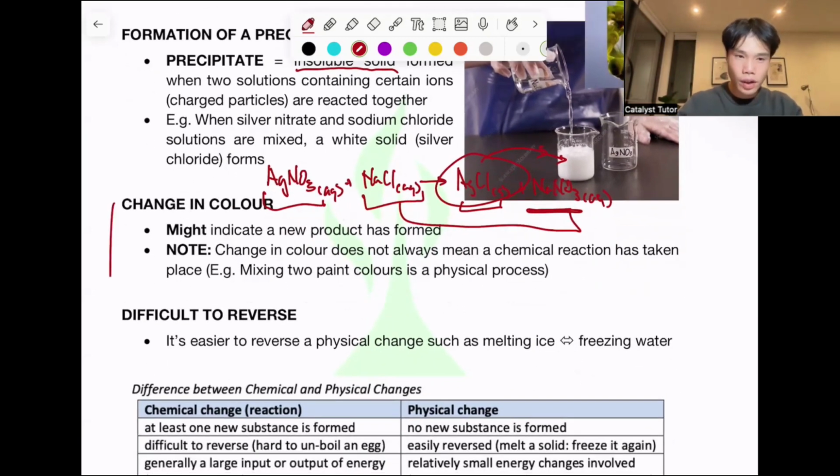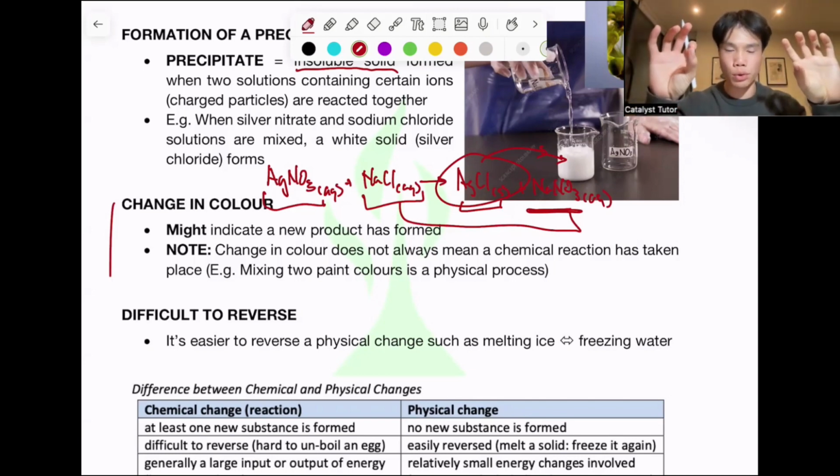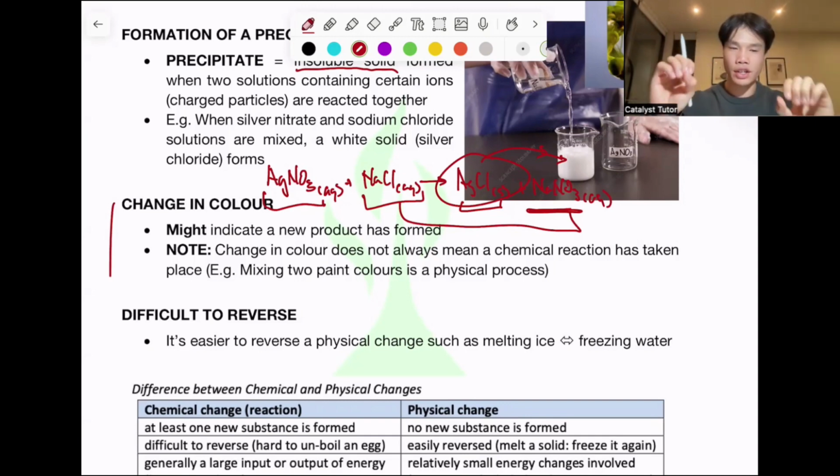Change in color, slightly weaker one, but in the right context, very clear as well. So if two clear solutions suddenly turn blue, or you mix a pink and a blue and it turns a completely unrelated color, that's a good sign. But be wary that you're not just mixing two colored solutions and reaching a middle ground. If you mix a blue solution with a yellow solution and you make a green one, that's not necessarily a changing color indicating a reaction. That's just mixing two colors together, like paint.